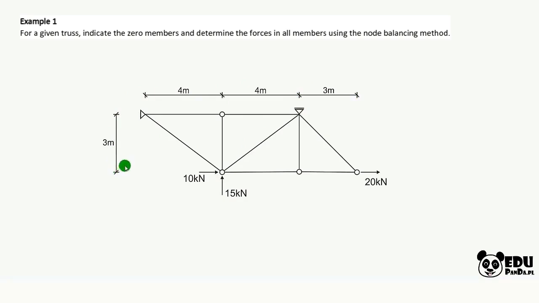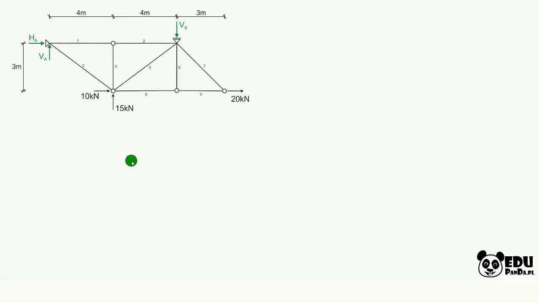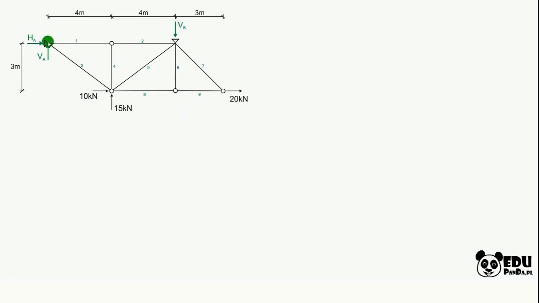As for the truss, we need to number all the members. So I marked them here in green, 1, 2, 3, 4, 5, 6, 7, 8, 9. We could also label all the joints, but I will solve this a bit differently. You will see how shortly. We could also label A, B here, and the rest C, D, E, and F, let's say. But maybe we will try to label the joints a bit differently later.